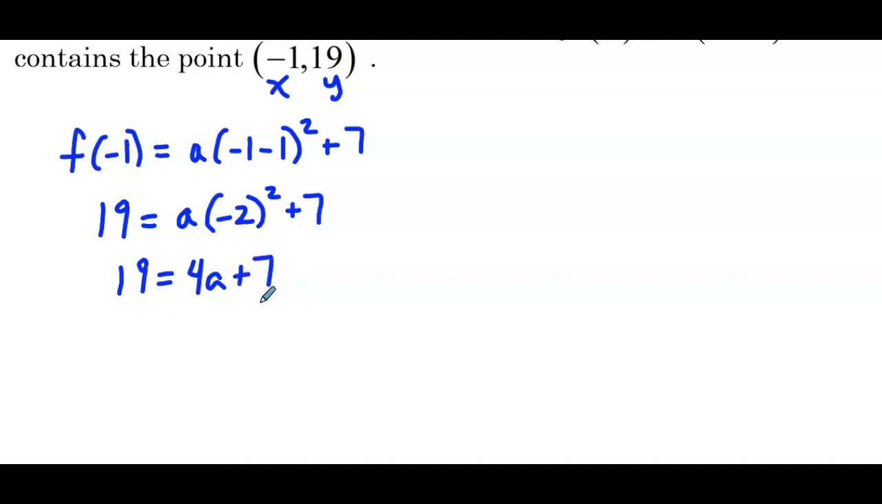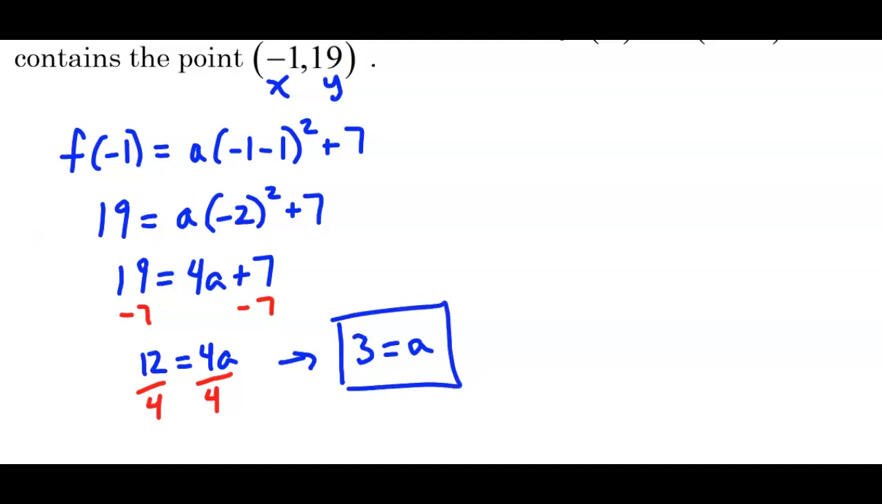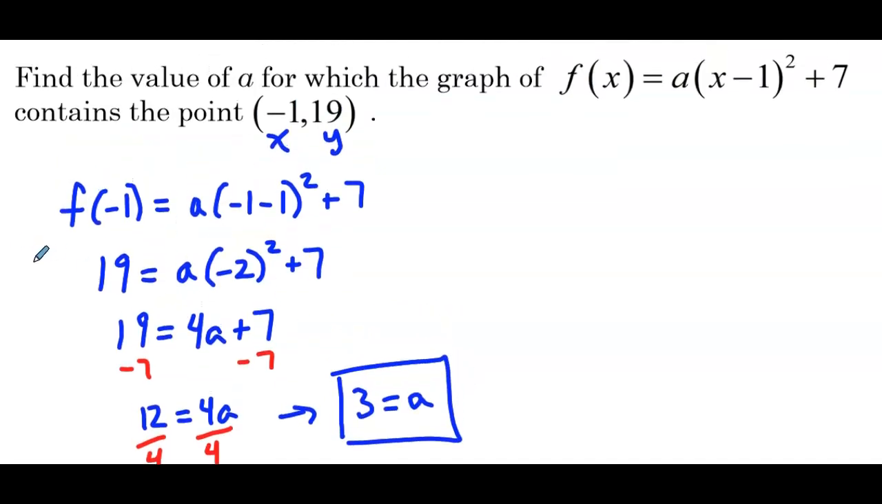Now at this point, we just have to solve. We can subtract 7 from both sides. So we get 12 equals 4a, and we can divide both sides by 4. So 3 equals a. So the value of a that we're solving for is 3. And if a is 3, then the point -1, 19 is going to be on the graph.